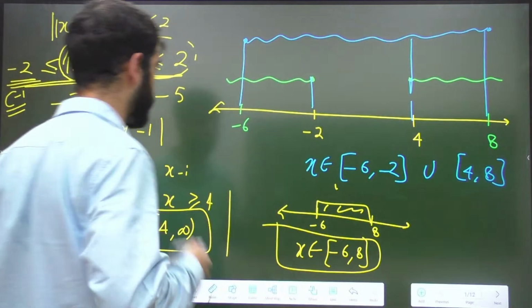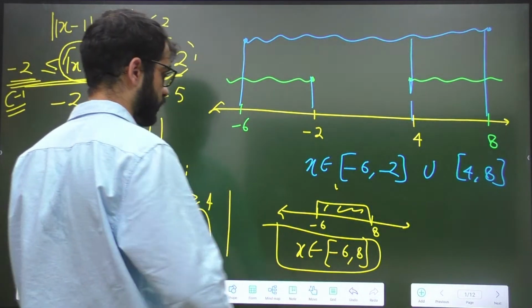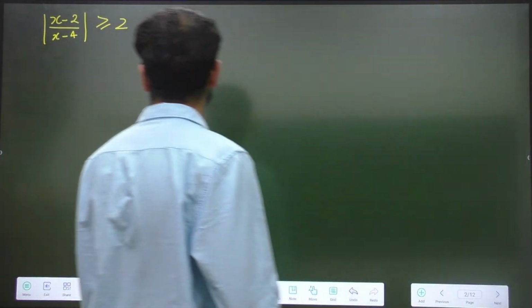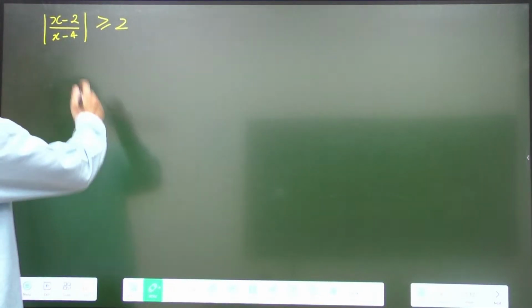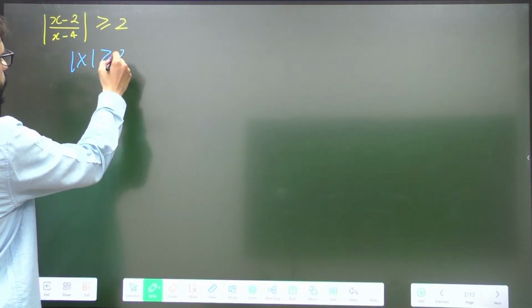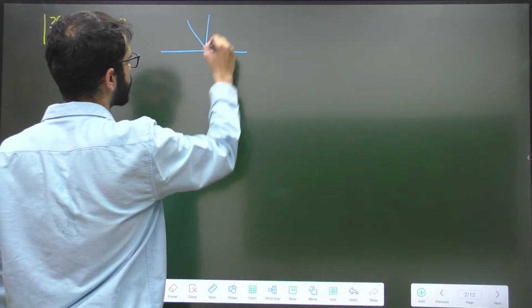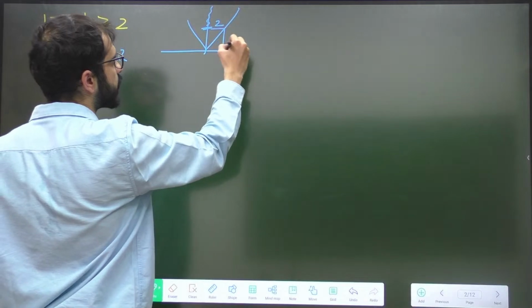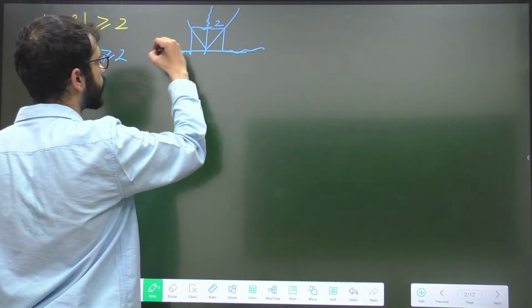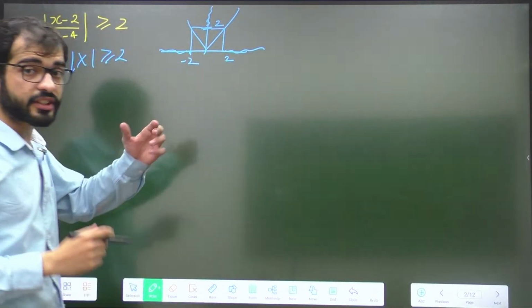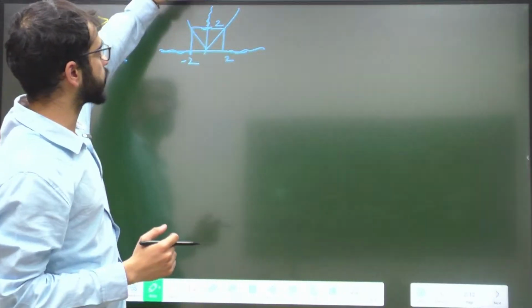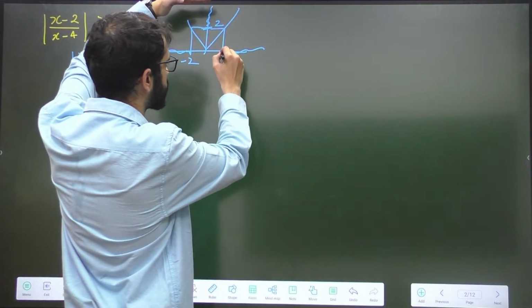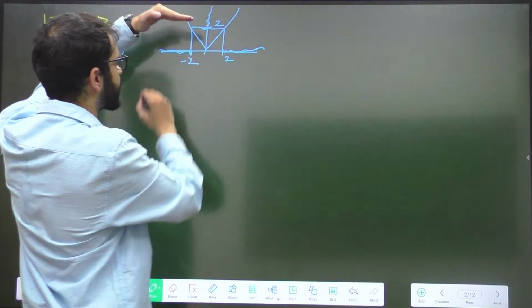Okay, let's move ahead and try to solve the second question. If the expression says that modulus of something is greater than or equal to 2, let's visualize it through the graph. If the output is greater than 2, that means this is the output. For this output, the input should either be greater than 2 or should be less than minus 2. If the output of modulus is greater than or equal to 2, that means the input would have been more than 2 or the input would have been less than minus 2.